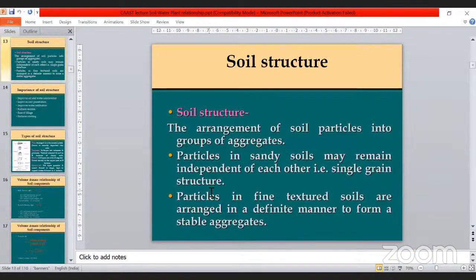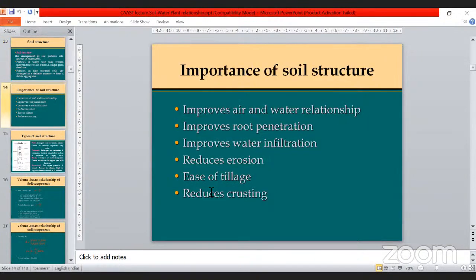So soil structure, we can say, is the arrangement of the soil particles into groups of aggregates. These particles in sandy soils may remain independent of each other, a single grain structure, while the particles in fine texture soils are arranged in a definite manner to form stable aggregates. The importance of soil structure is that it improves the air and water relationship, because we are discussing the soil water relationship, and that is why the air and water relationship is improved by soil structure. Texture we cannot change, but soil structure can be changed.